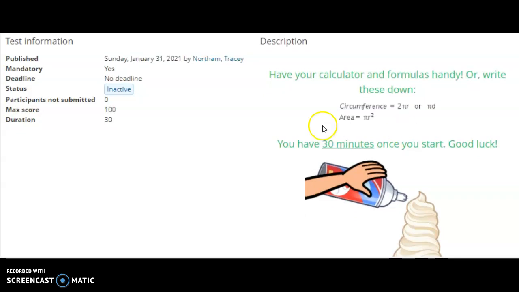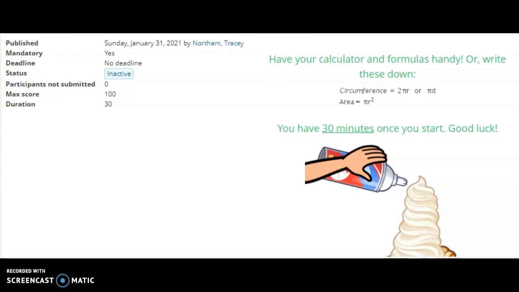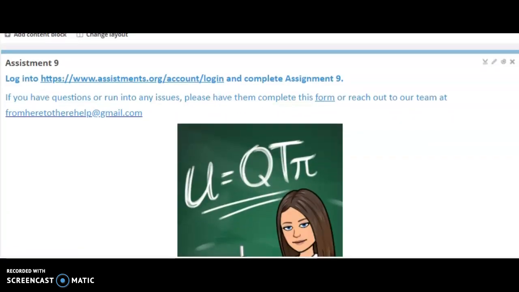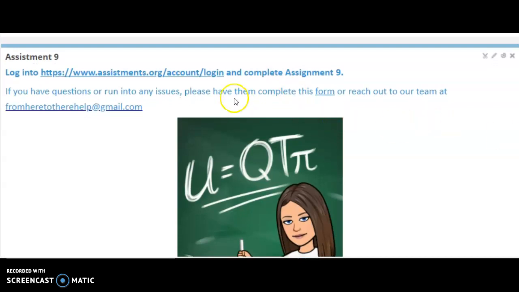Okay, so note that you do have 30 minutes once you start. It's 12 questions. Make sure you've got your calculator ready and your equations. Make sure you've written those down on paper before you start so that you can refer back to them throughout this quiz. Okay, and that is it for circles. And then we're going to wrap up the week with Assessment 9. So just like you have been doing, you're going to log into assessments and you're going to complete Assessment 9. Okay.